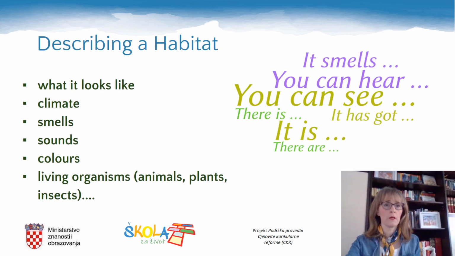You are ready now to describe your habitat. What does it look like? Write something about the landscape. Include the smells, sounds, and colors. Don't forget about the climate and all the living organisms you can find there. You can use the prompts from the word art. The text doesn't have to be long, 50 to 70 words. Check your writing with your virtual classroom teacher.